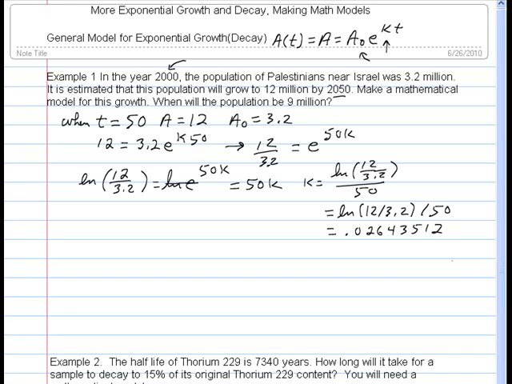So the first part of the problem said write your math model. So here is our math model. A equals A0 e, and now I know my K, this is my K, to the 0.024512 T.